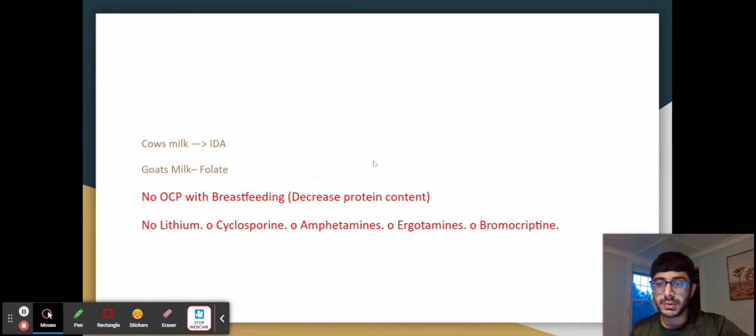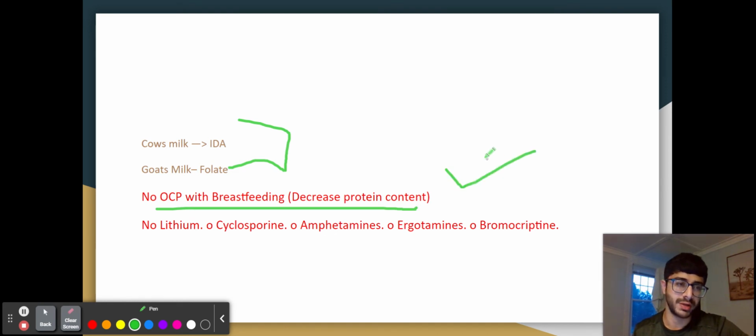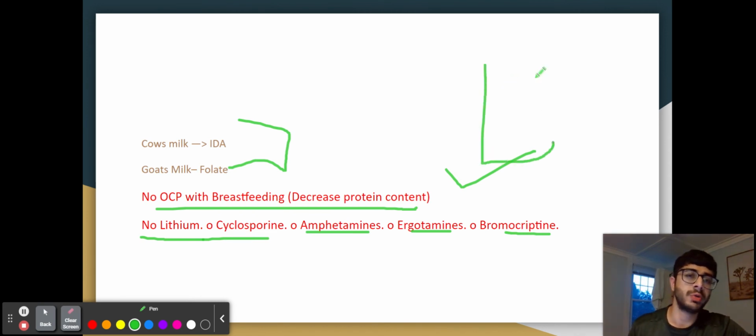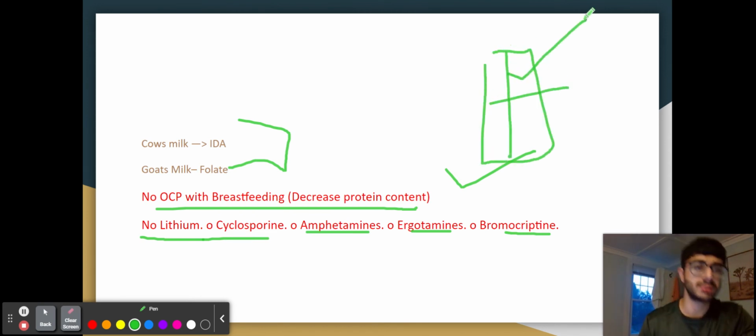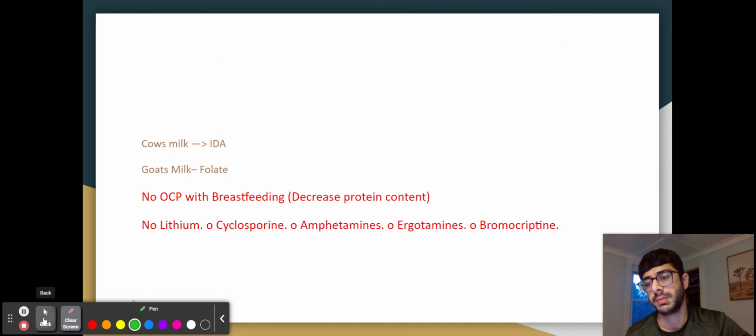Let's move forward. Okay, you probably know this. I'm not even going to say this. Just remember, OCPs decrease protein content. That's why they're contraindicated. There's no other real reason, but just don't give OCPs. And if they're on lithium, cyclosporin, amphetamines, or bromocriptine, just don't give it. The reason I'm pointing all of this out is you probably know that table in UWorld, which lists the conditions mom has and the conditions the babies have. This is just an addition on top of that.